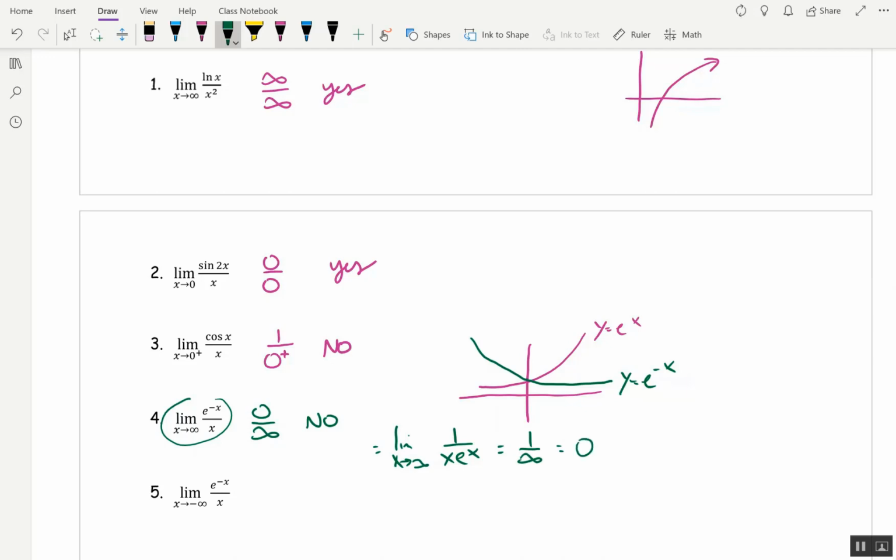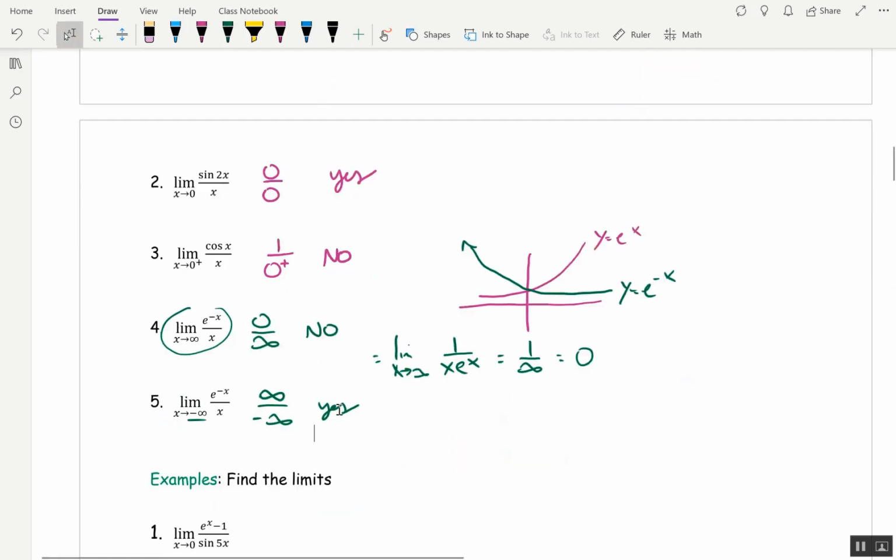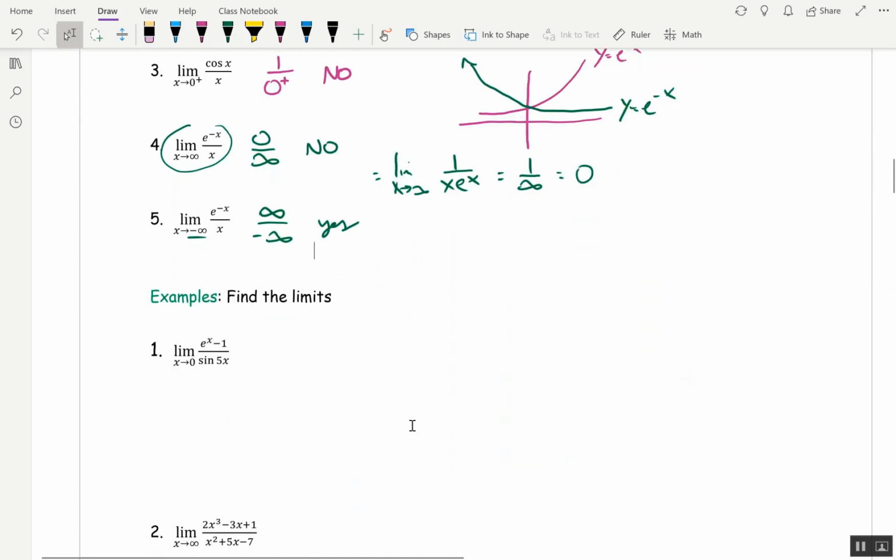Okay, now the next one looks very similar, except now I'm going to negative infinity. So this green graph is going up, so I'm getting infinity. And in the denominator, I'm getting negative infinity. So yes, I could apply L'Hôpital's rule to that. All right, so now let's practice applying L'Hôpital's rule.